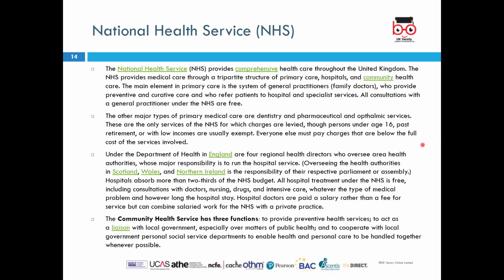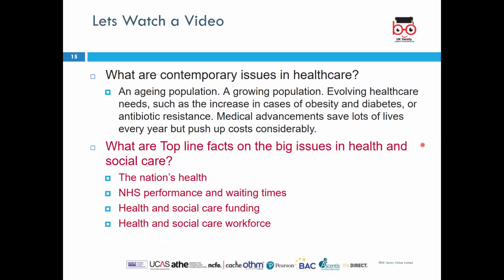Community health services have three functions. The first is to provide preventive health services. The second is to act as liaison with local government, especially over matters of public health. And the third is to cooperate with local government in regard to personal social service departments, to enable health and personal care to be handled together whenever possible. So there are some contemporary issues within this.